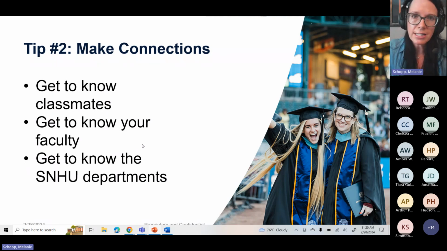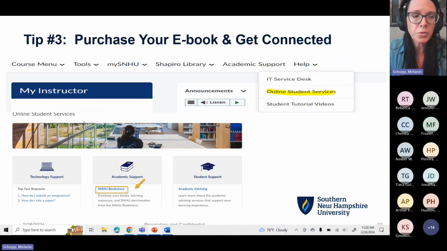Plus, get to know the other SNHU departments. How many of y'all have connected with your advisor? If you haven't yet, your advisors are a gem. They're a wonderful, wonderful resource for you and your success. They can connect you to so many different departments, okay? There are so many different departments at your fingertips, and you're going to learn a ton about them during SNHU 107. But I just want you to know, like Dr. J mentioned earlier, reach out, okay? Don't hesitate to connect for your success or if you have questions or you're stuck.